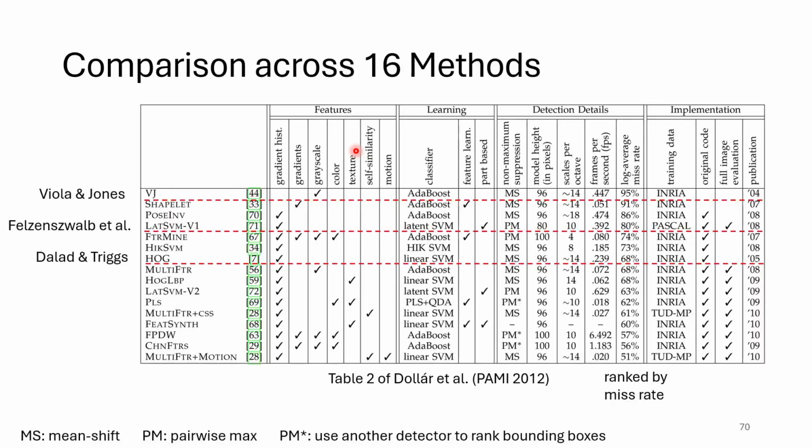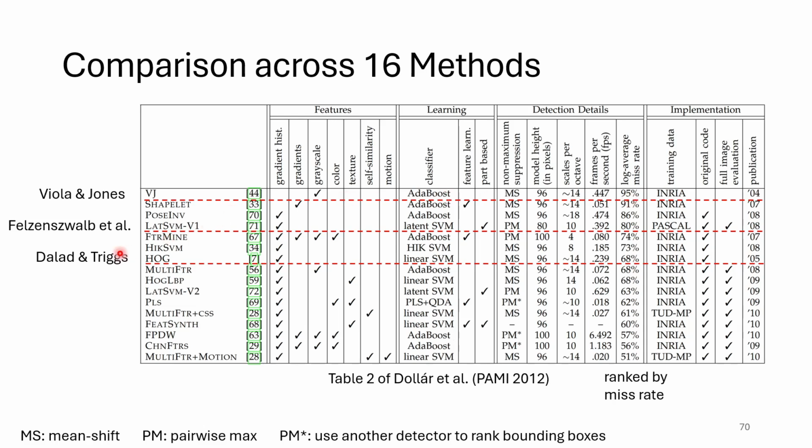Let's skip. There are 16 existing methods. The first is Viola and Jones. What's Viola and Jones? Just the algorithm we see to detect our face. Of course, it can be applied to detecting pedestrians. However, how about its performance? The performance is very, very poor. This means there is a 95% missing rate.